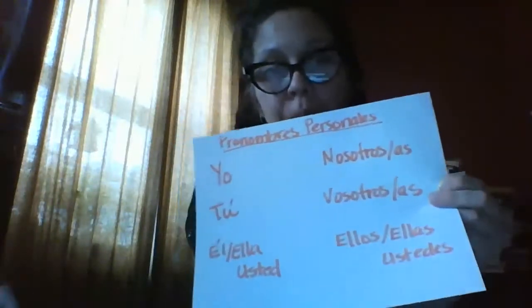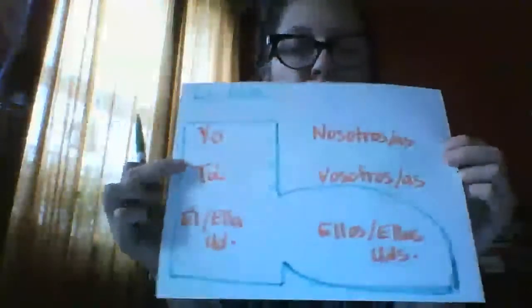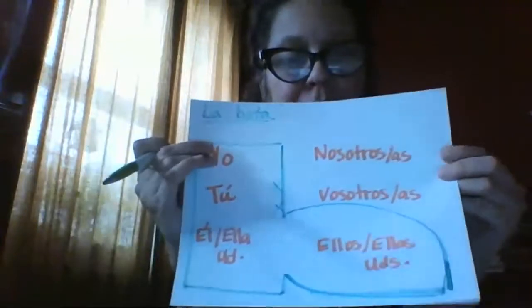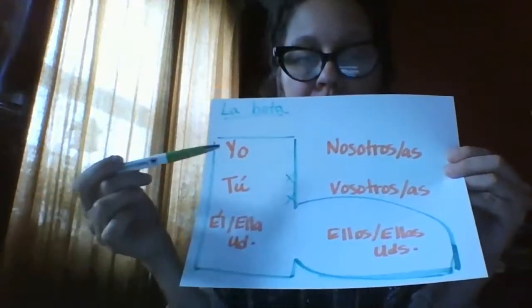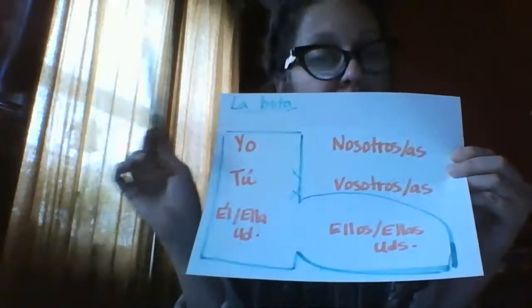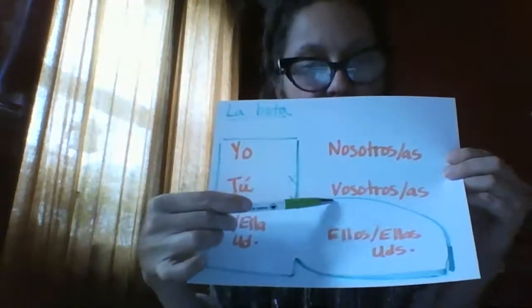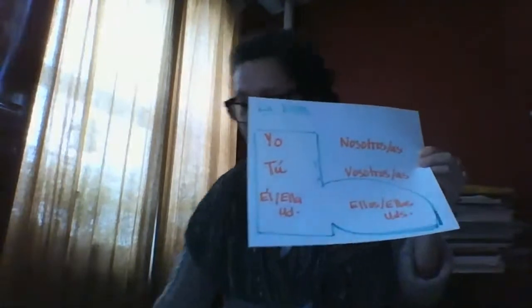Okay, now you're going to start seeing some patterns, and it's very important that you pay attention to patterns. So the pattern that you're going to see with these irregular verbs is this one. We call it la bota, the boot. I tried my best to draw a boot. Okay, so why? Because everything that is inside of the boot is going to experience a change. So the nosotros and the vosotros, they are out. They are not going to have any change. And then you're going to see these very quickly.